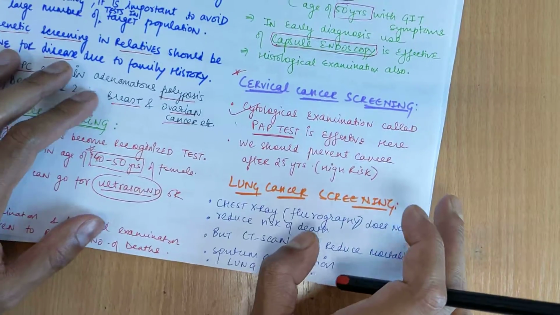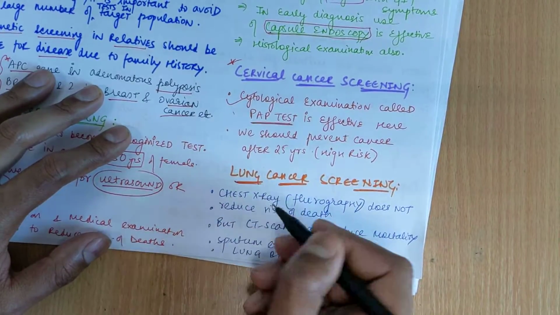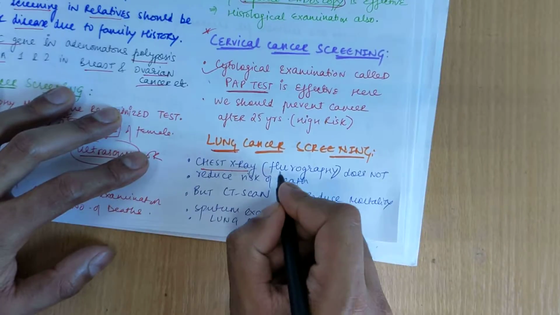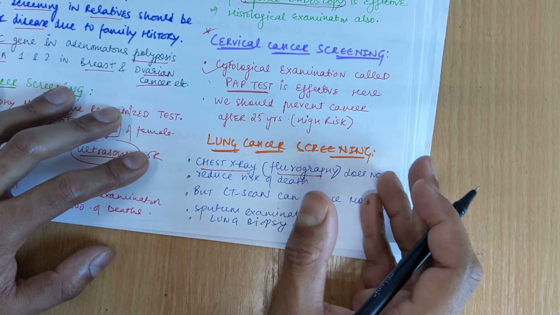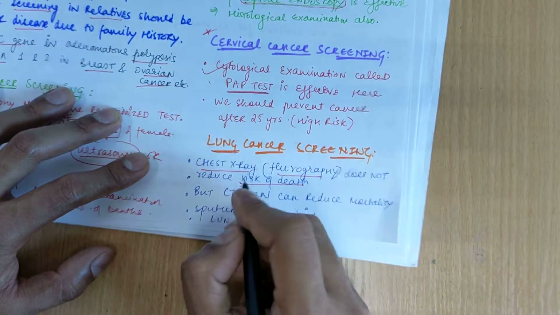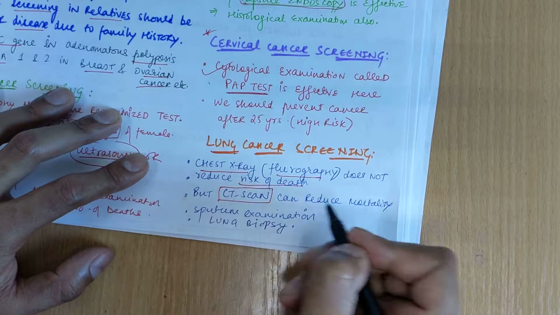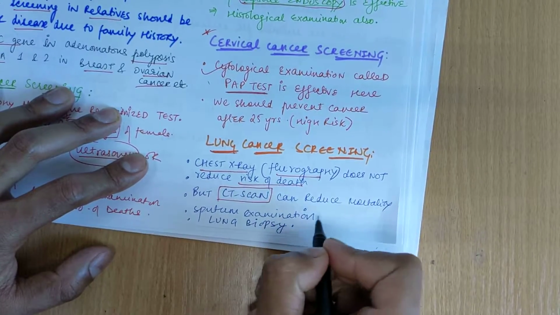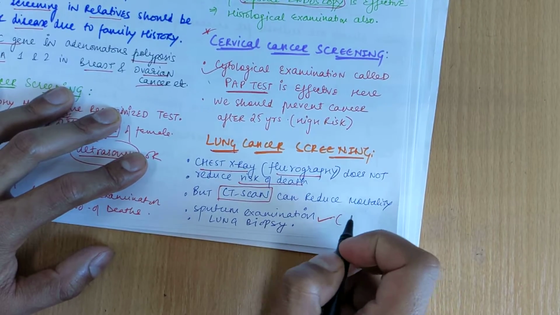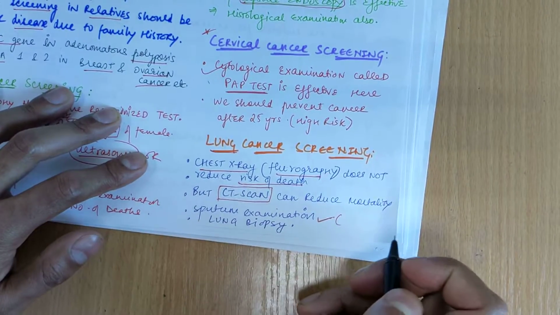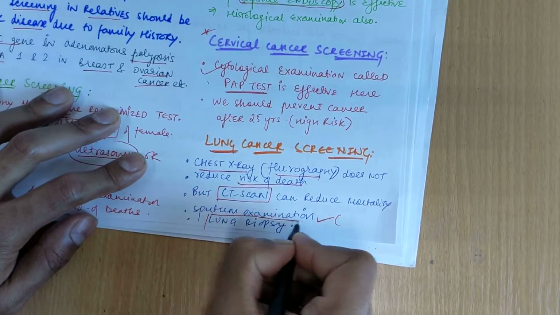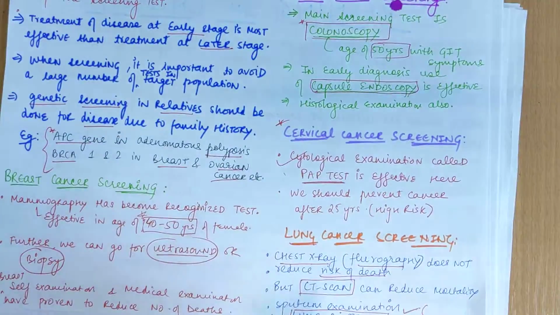Now we have lung cancer. Lung cancer is most commonly seen in patients who smoke, and we do the chest x-ray, but chest x-ray is not our priority investigation method because it does not reduce the risk of death, but CT scan is the most prominent and can reduce mortality. We can also do sputum examination, where we can detect bloody sputum and cancer cells by histological examination. And finally we can do lung biopsy, which gives the perfect diagnosis for lung cancer.